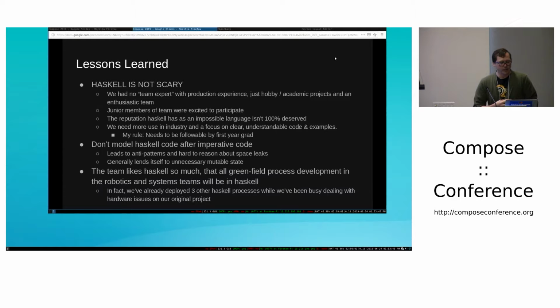Although both of those do have Haskell bindings, so I would thoroughly encourage all the machine learning folks to get on the type wagon. And in fact, in the course of deploying this, we developed three other Haskell processes, and we've been dealing with a hardware issue, so we haven't actually deployed this main process. But things like our credit card reader are now running in Haskell, so we're literally turning Haskell into money directly. It's fantastic.